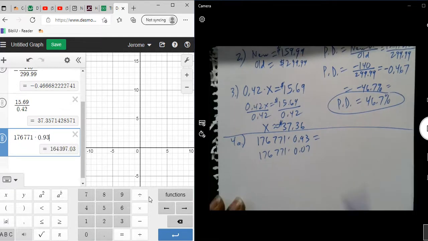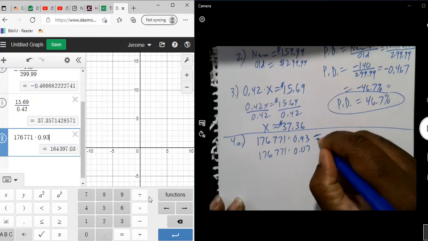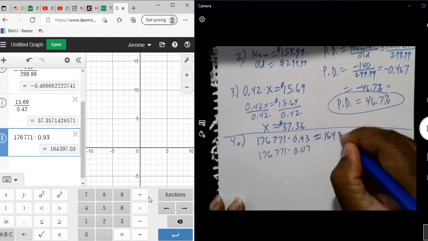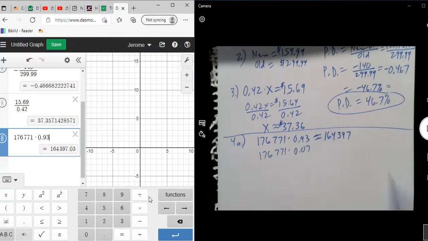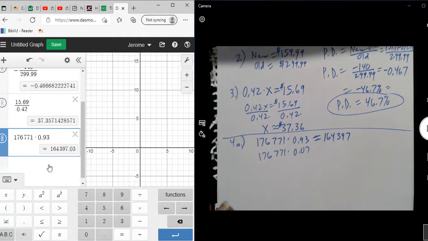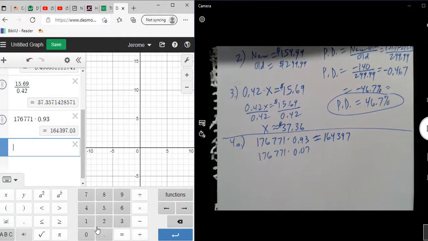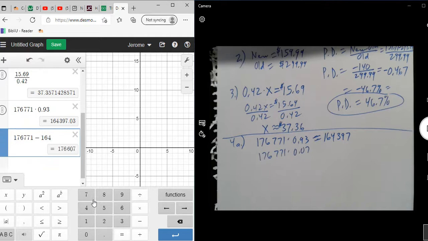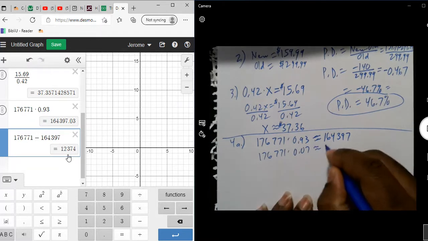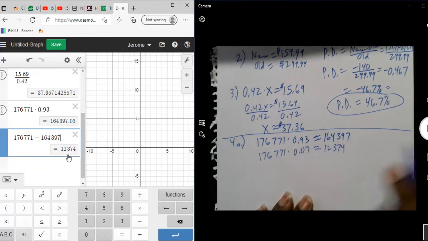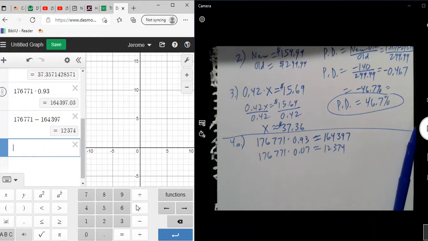And then, of course, we will round, so that would give us approximately 164,397. Now, I want to do this first. In theory, we should be able to take the 176,771 and then subtract the 164,397 that we got. So it should be 12,374 women. But let's check it to be sure.